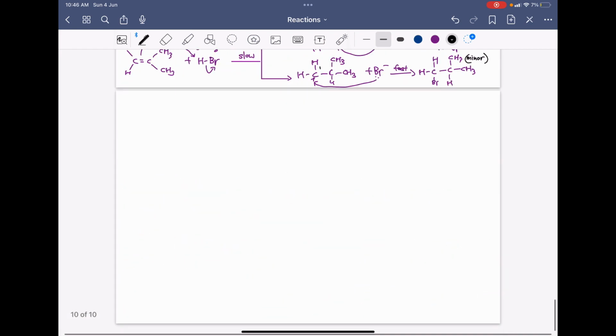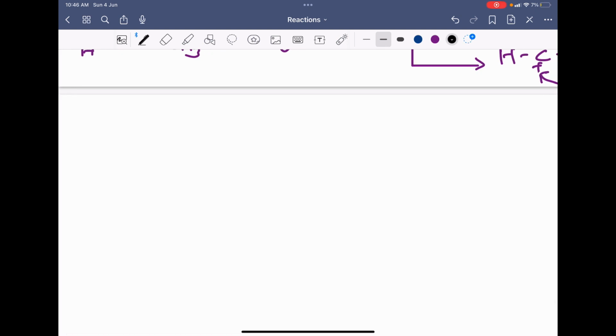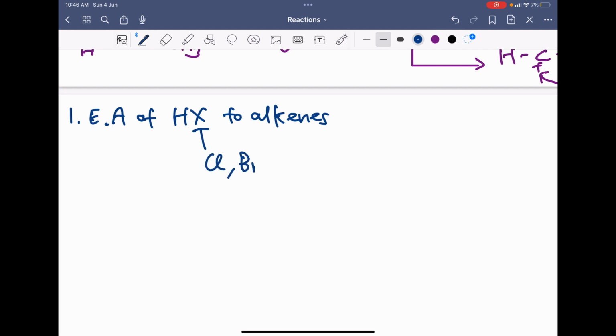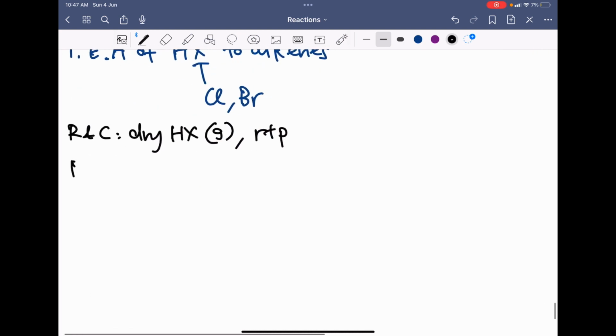So now we can finally focus on the whole idea of electrophilic addition. The first one is the electrophilic addition of HX to alkenes, where X here is Cl or Br. Reagent and conditions: dry HX, which is basically just a gas, at room temperature. Mechanism: electrophilic addition.